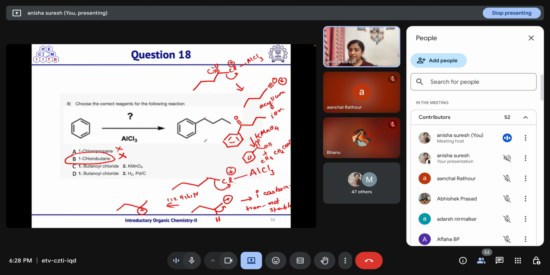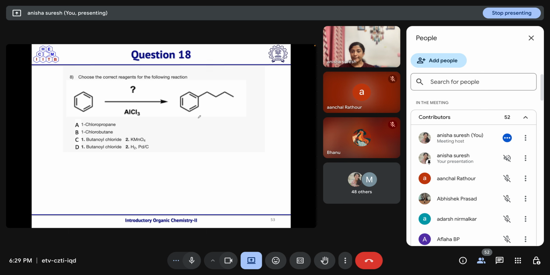So for getting this as the major product, you have to follow this two-step sequence. That is a Friedel-Crafts acylation reaction with butanoyl chloride and AlCl3, followed by an H2 palladium carbon reduction, and it will result in the formation of this as the final product. Clear? Yes, ma'am. Okay, so option D is the right answer in this case.